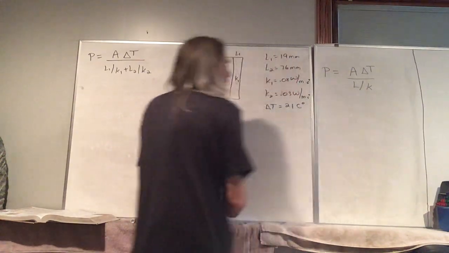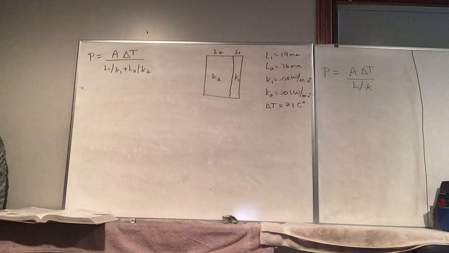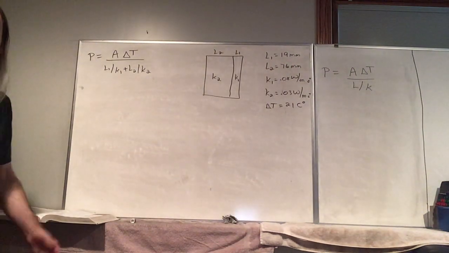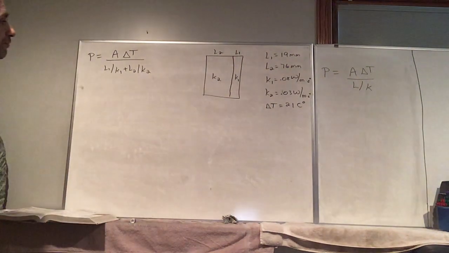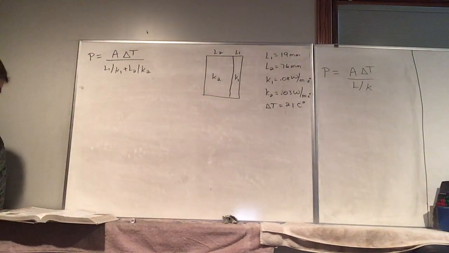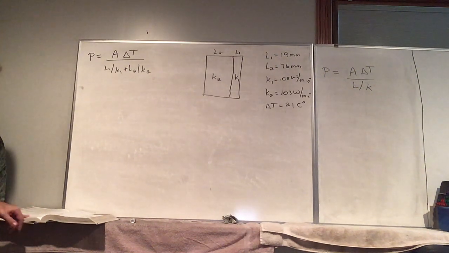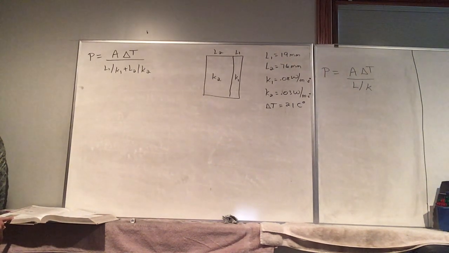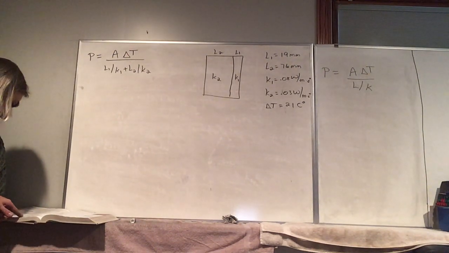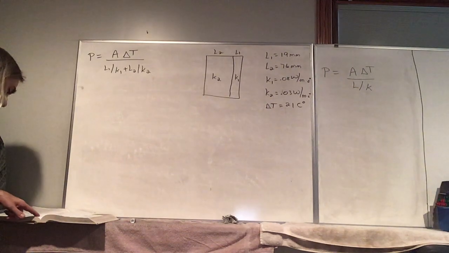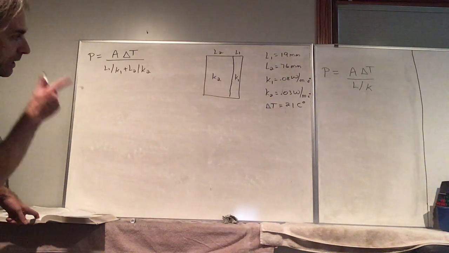Yeah, so it's kind of an algebraic mess working this out. But the good news is we only have to work it out once, and then we can use it whenever we like. So let me just double check these numbers again. So the wall is 1, that's 19 millimeters, got that. Insulation is 76 millimeters. The insulation was, oh wait, let me just reread this. Oh no, the insulation was 0.03, so that should be K2.